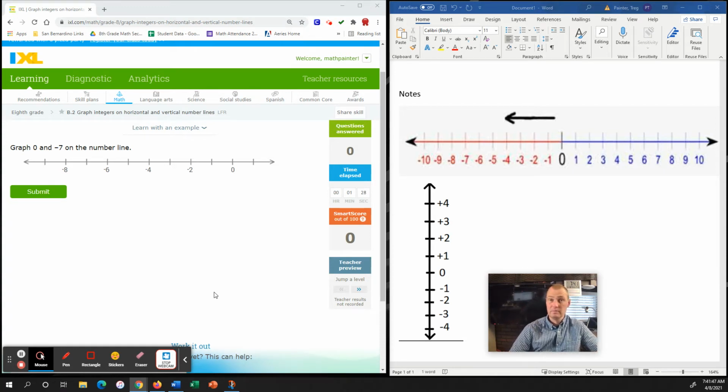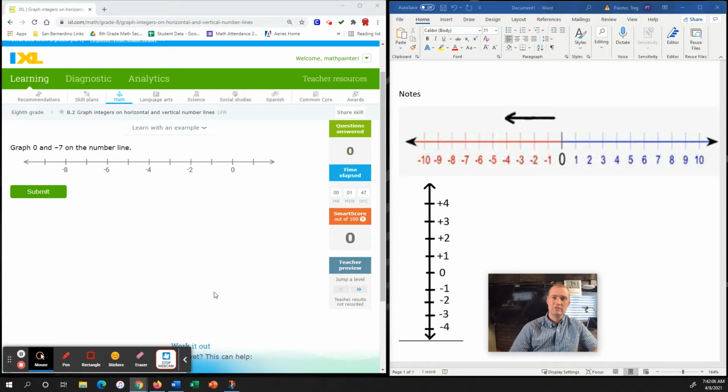Today we're working on IXL B.2, graph integers on a horizontal and vertical number line. So earlier we already did horizontal number lines using IXL B1. If you want just a quick tutorial on B1, please feel free to view my video on B1 because this will help you out with our IXL B2.